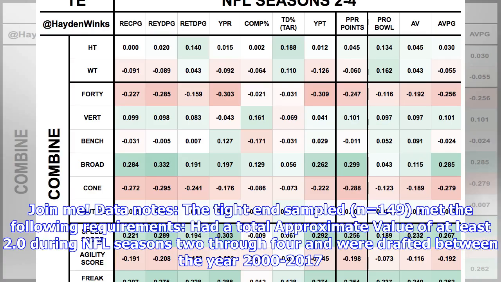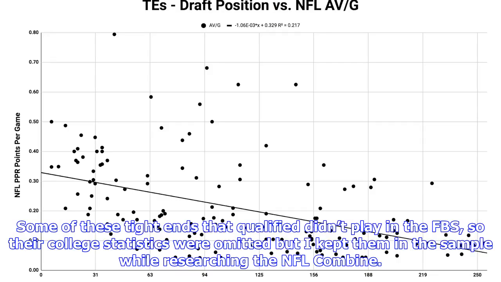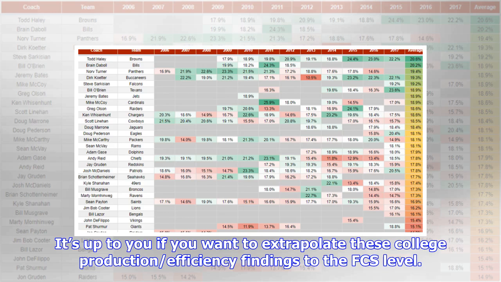Join me. Data notes: the tight end sample, n equals 149, met the following requirements: had a total approximate value of at least 2.0 during NFL seasons 2 through 4 and were drafted between the year 2000 to 2017. Some of these tight ends that qualify didn't play in the FBS, so their college statistics were omitted, but I kept them in the sample while researching the NFL Combine. It's up to you if you want to extrapolate these college production and efficiency findings to the FCS level.